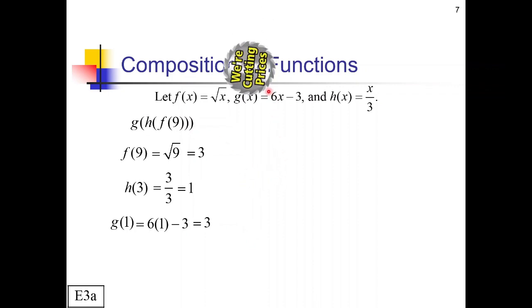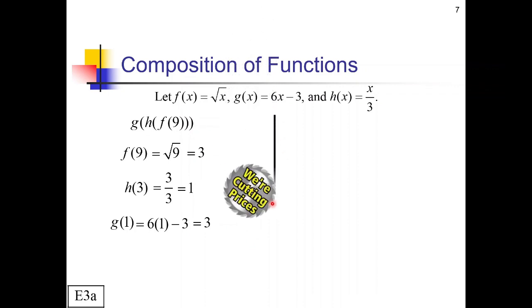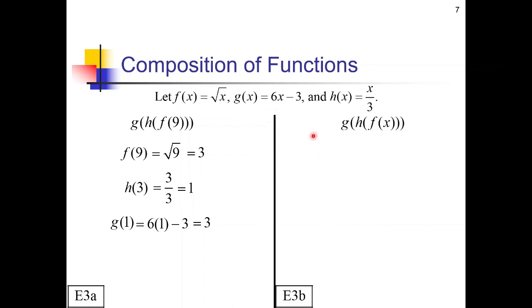So let's cut ourselves a little space on the screen here to do g of h of f of x and give this one a shot. Pause the video and try it out. So our first thing we're doing is h of f of x. So we need to do h of the square root function, h of radical x. So that means we're going to be doing the square root of x divided by 3 if we put that in the h function.